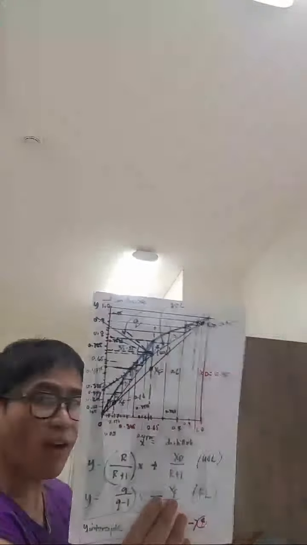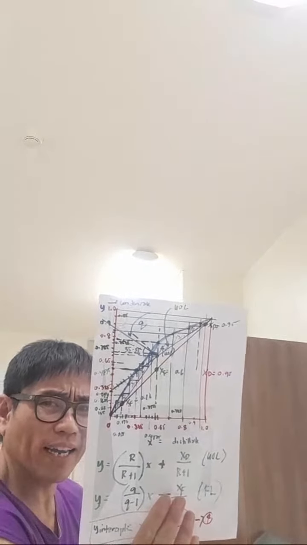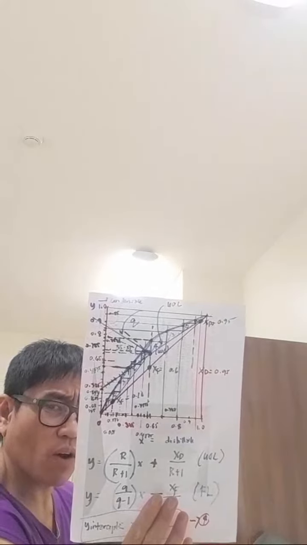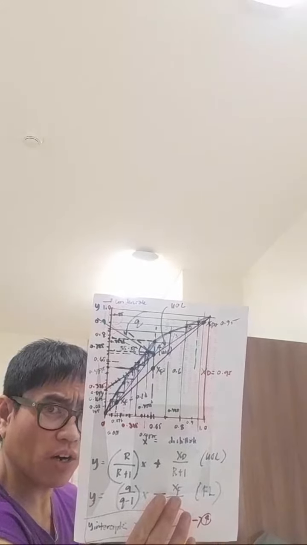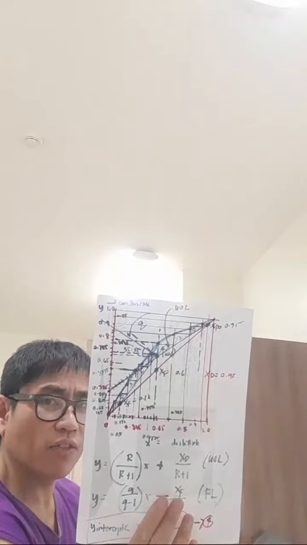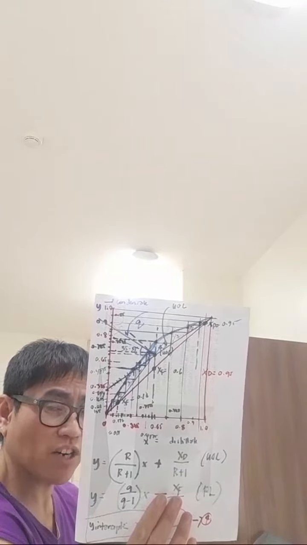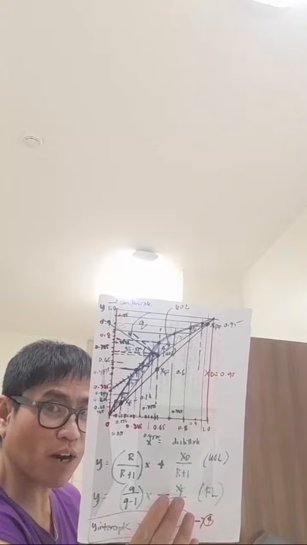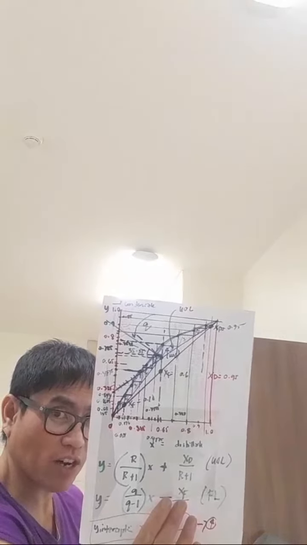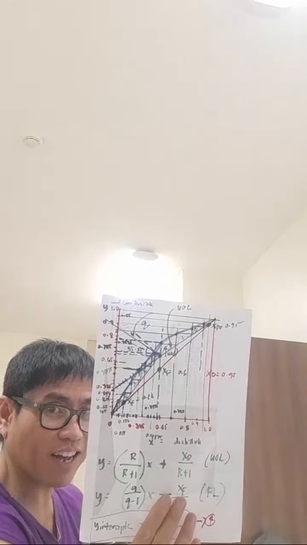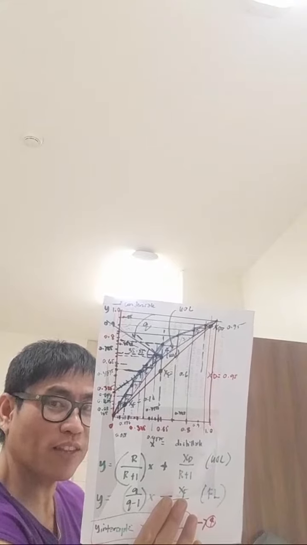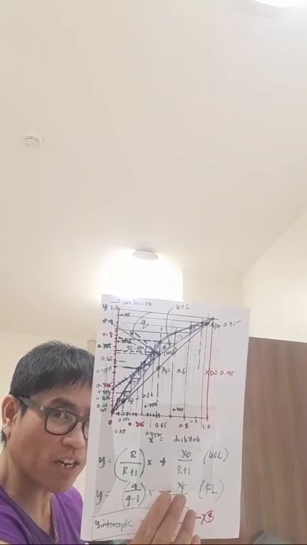Nine theoretical stages. We don't have to subtract 1 or 2 because we don't have a partial condenser and we don't have a partial reboiler. If the problem states there's a partial condenser and partial reboiler, that's why it's called partial, because it's not full, then you subtract 1 for a partial condenser, 1 for a partial reboiler, and if there is both, minus 2.